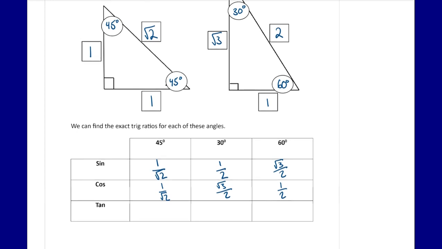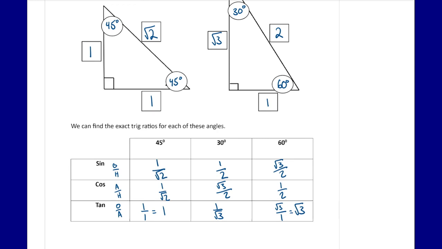And then for tan, again, same thing that we've been doing with the other ratios, except tan, remember, is opposite over adjacent. Let's actually just go back and say O/H, A/H, and O/A. So opposite over adjacent is 1/1 for 45 degrees, or just 1. For 30, opposite is 1 over adjacent, which is √3. For 60 degrees, opposite is √3 over 1, or just √3.